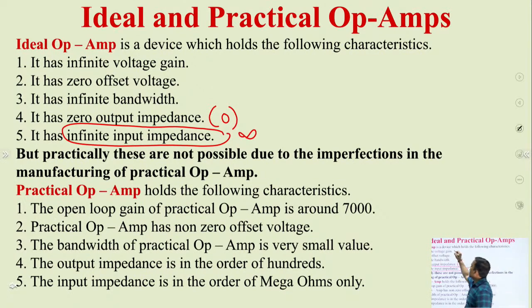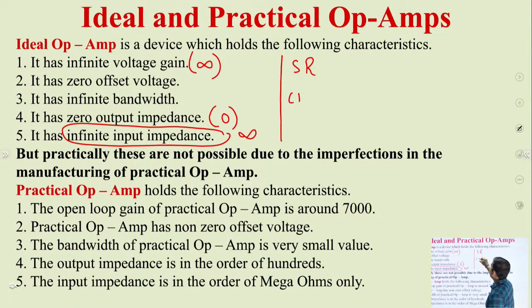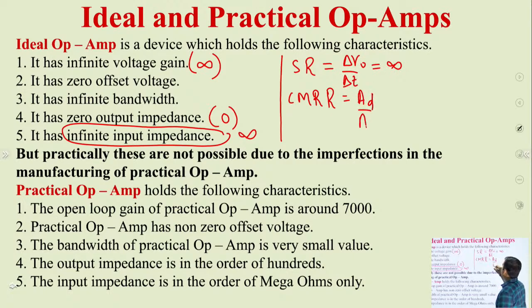It is having a very high gain, that means the gain is also infinite. Now we will talk about the slew rate and CMRR. As we have seen, the slew rate of the ideal op-amp is nothing but del V naught by del T, and this is equal to infinite, whereas the CMRR is AD by AC. AC is very small, so the ideal value of the CMRR is also infinite.